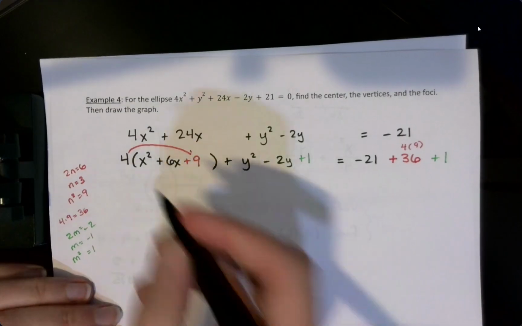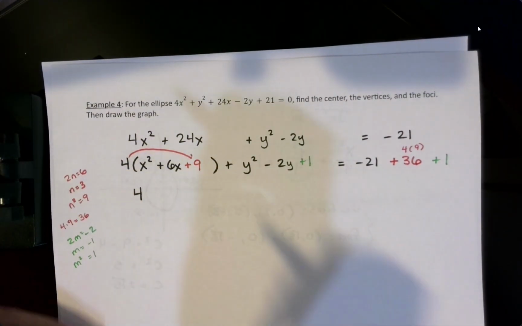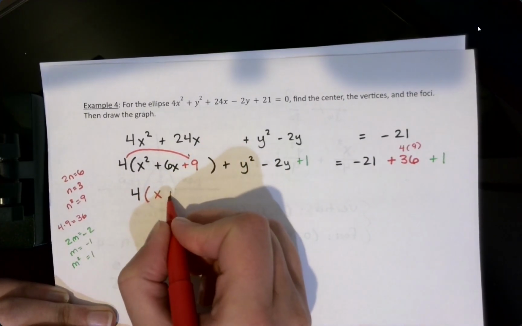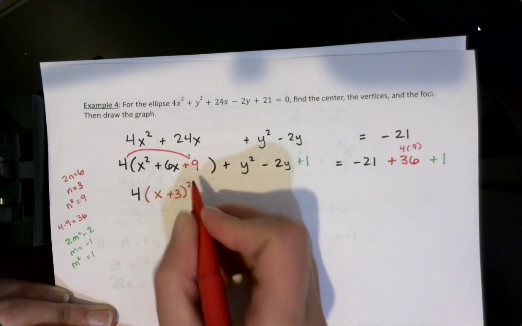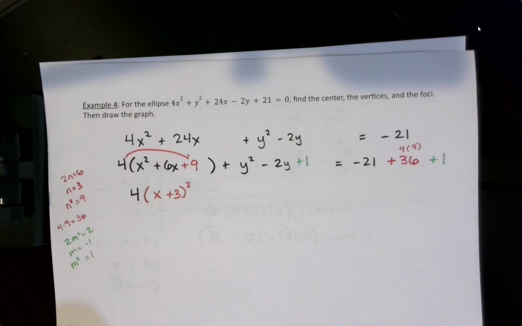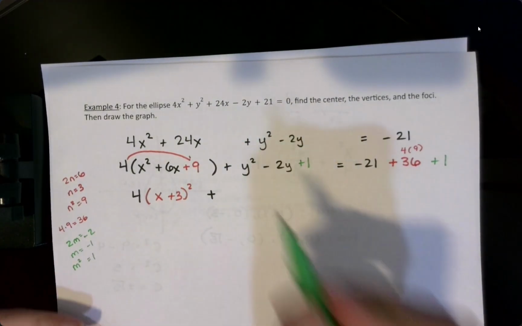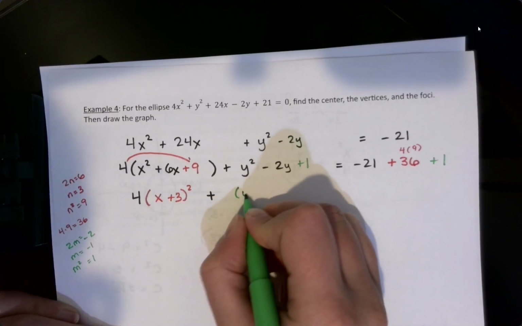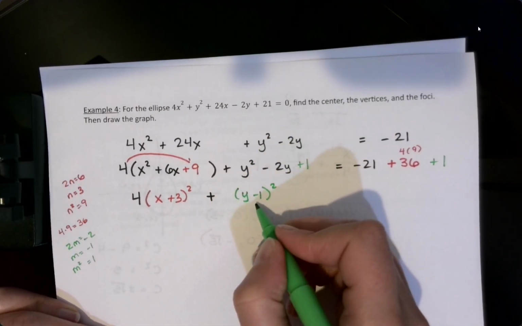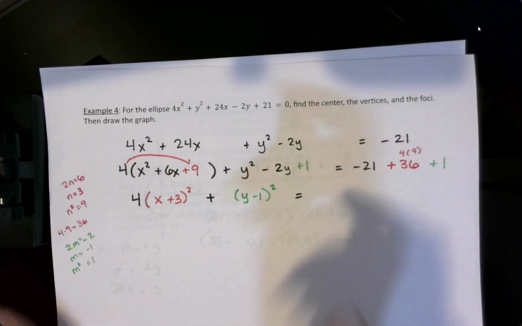Okay. When we are factored, we're going to have that 4 coefficient still out front. Inside of our parentheses, this x squared plus 6x plus 9 should factor as x plus 3 squared. 3 plus 3 is 6, 3 times 3 is 9. The y values, y squared minus 2y plus 1 is going to factor as y minus 1 squared. -1 plus -1 is -2. -1 times -1 is 1, so that checks. And then equals on the other side.